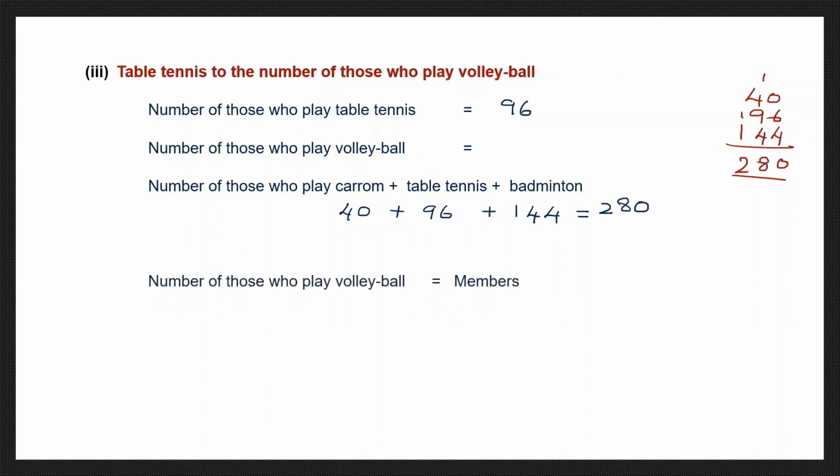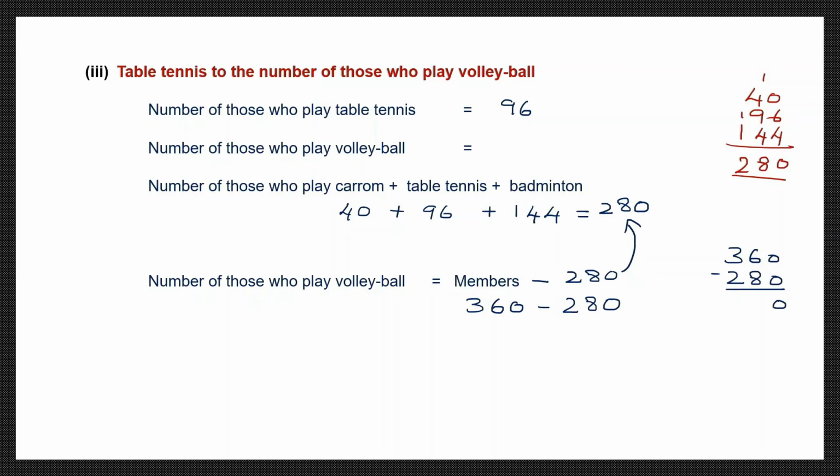Then to find out the number of those who play volleyball, we have to take the total number of members and minus this 280 which we got from here. Okay, so what is the total number of members of the club? That's 360, minus the number who play all the other games. So we now have 360 minus 280. So let's do the subtraction.